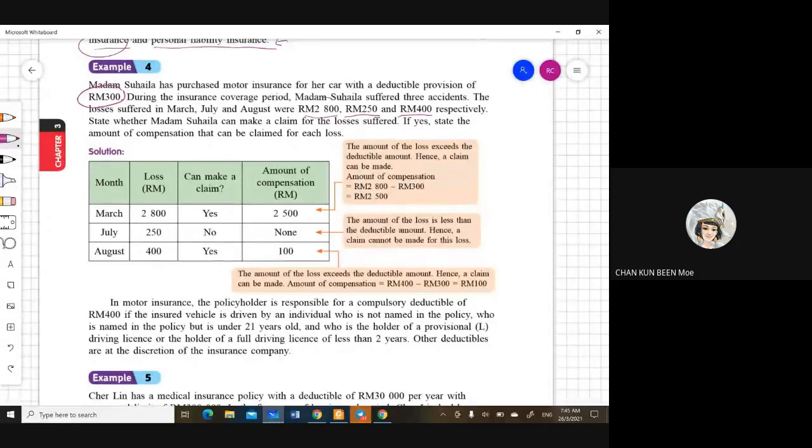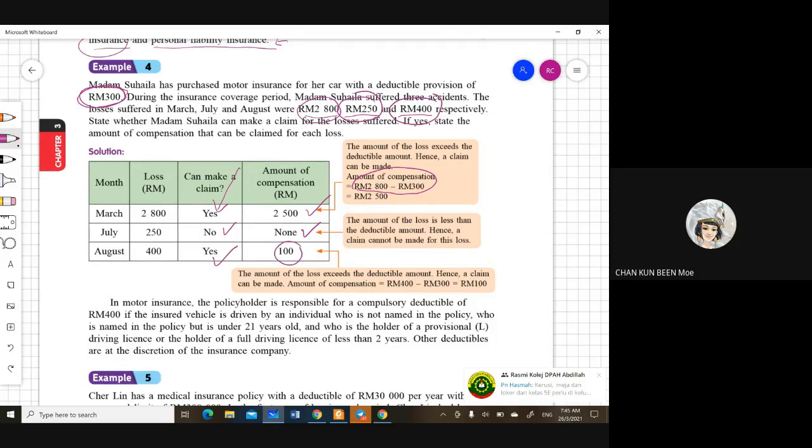So for March, the amount is 2,800. Can she make a claim? Yes, she can, because the amount already exceeds her deductible provision. But how much she can claim is that she has to deduct the deductible provision first, which is 300. So 2,800 deduct 300, the amount of the compensation is only 2,500. Whereas for July, it is 250, she cannot claim for it because the amount is less than the deductible amount. So no compensation can be made. And then for August, 400, yes, she can, but only 100 after the deductible.